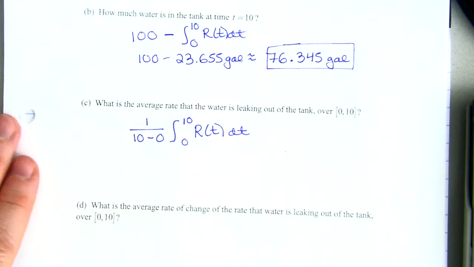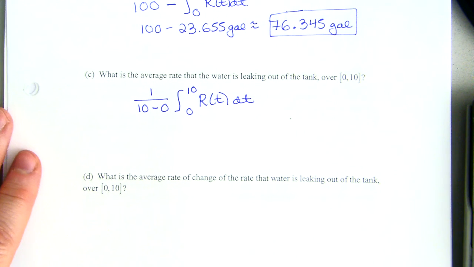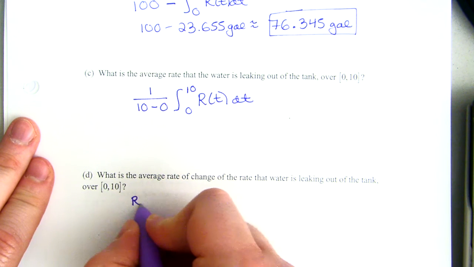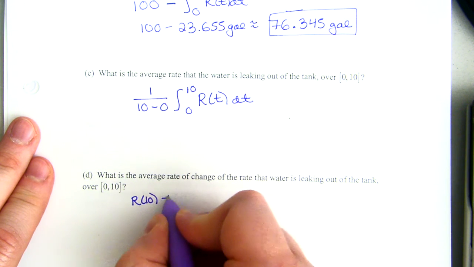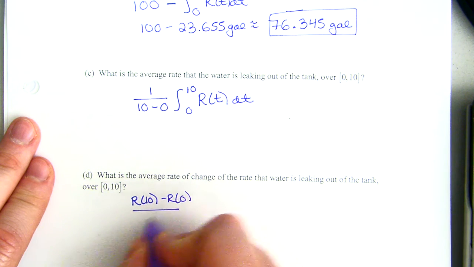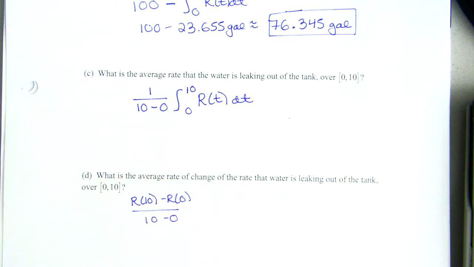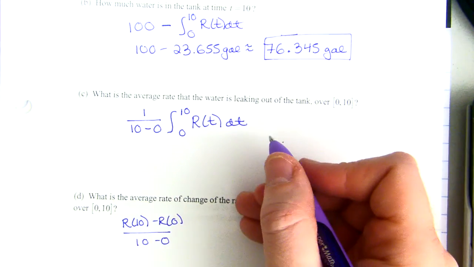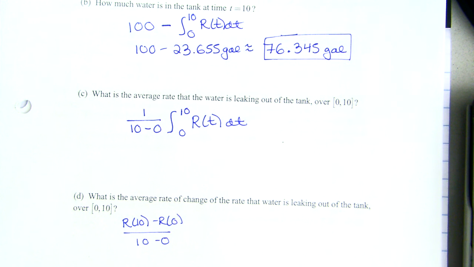Part D, the average rate of change of the rate that water is leaking out of the tank. I know the rate that water is leaking out of the tank. I want to know the average rate of change of that thing. Because I want to know that, here's where I'm going to do r of 10 minus r of 0 over 10 minus 0. All these questions keep going back to is how was the function originally defined? Did I give you a volume or did I give you a rate initially? I would like you to go to your calculator, do part C and send in your answer, including the units.